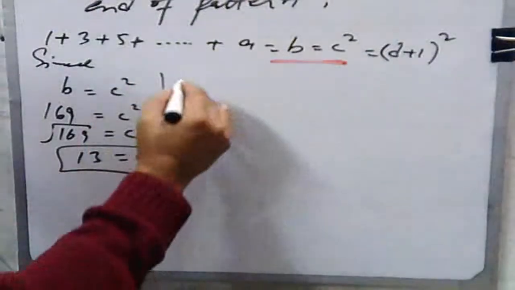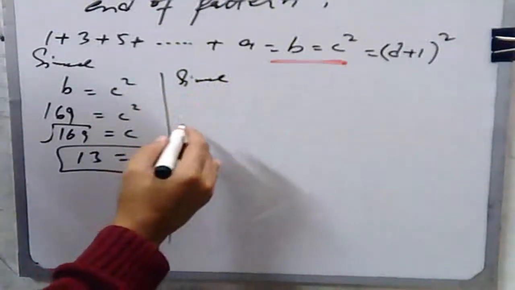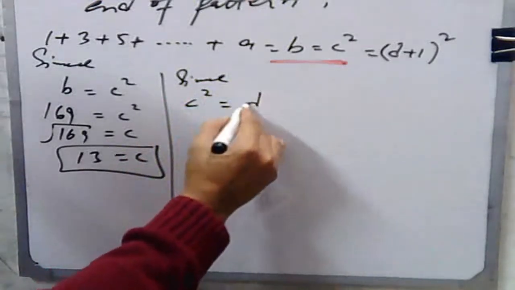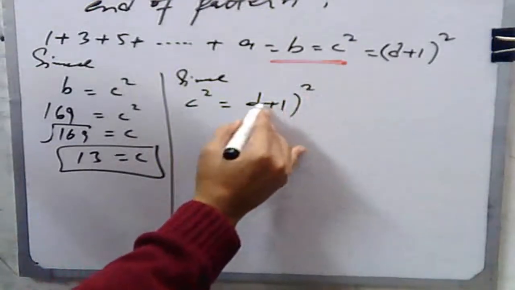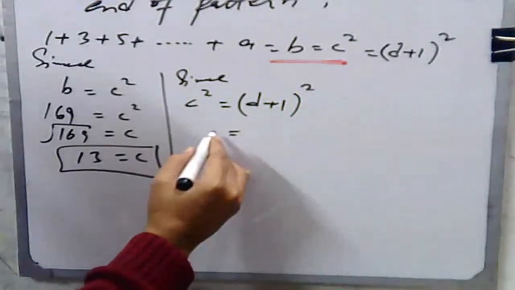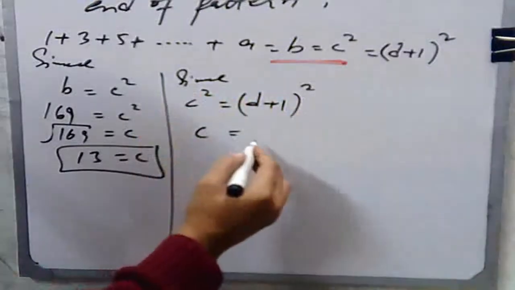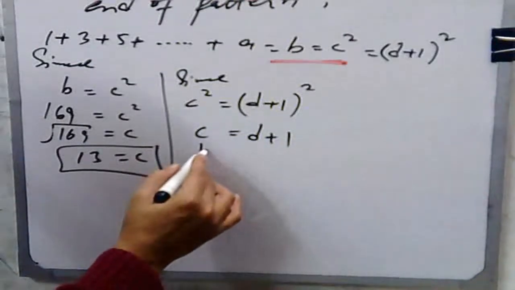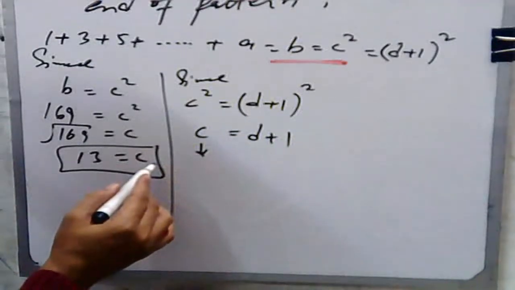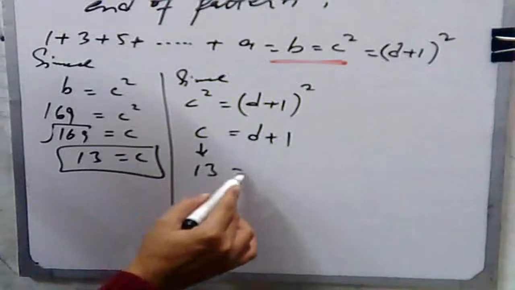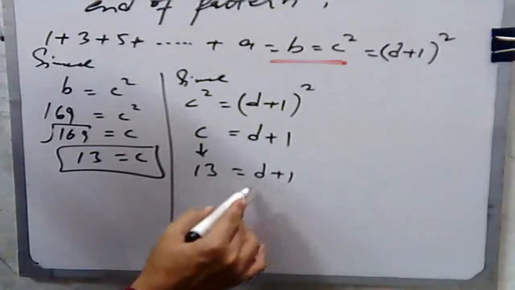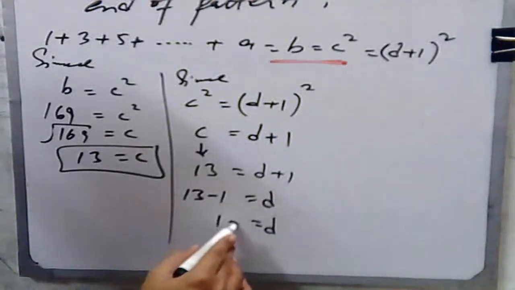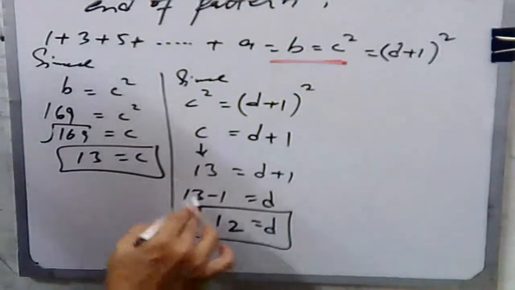Similarly, now you can consider the other two parts, that is C square is equal to D plus 1 whole square. Because the square on both sides will cancel, C is equal to D plus 1, that is your equation. But the value of C you have just calculated is 13. So putting the values, 13 equals D plus 1, and shifting 1 over you will get the value of D, that is 12. So the value of D is 12.